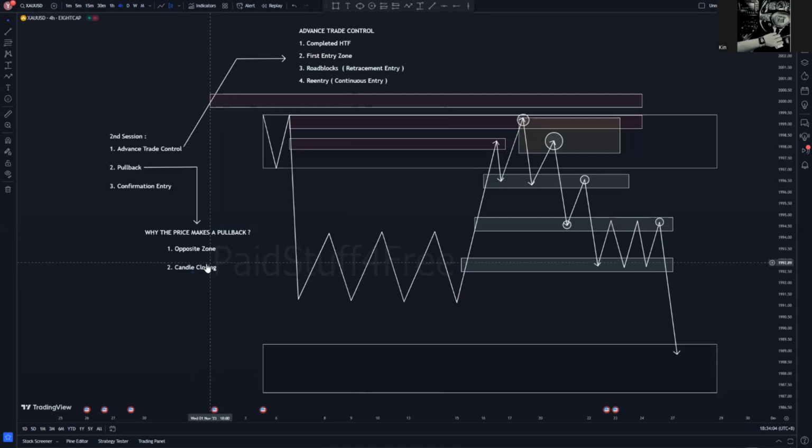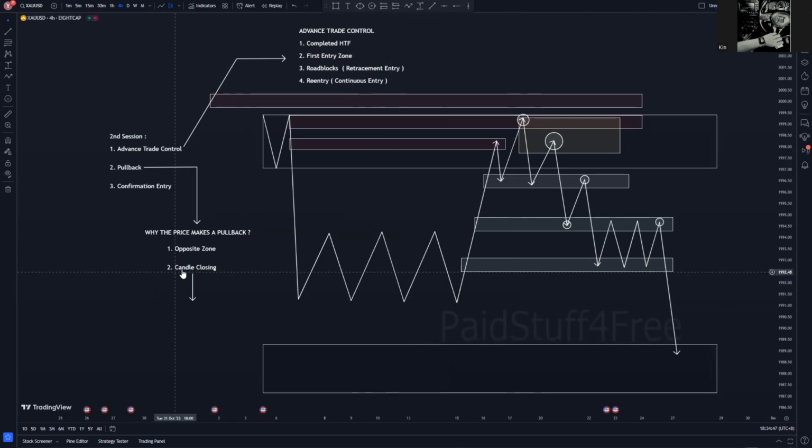About the opposite zone, I am pretty sure all of you already understand how it works. We have this engulfing sell. Why does the price make a pullback into this engulfing sell? Because of this opposite zone, which is because of our roadblocks. I think all of you already understand that one. So let's go to the second one, maybe it will be new for you guys.